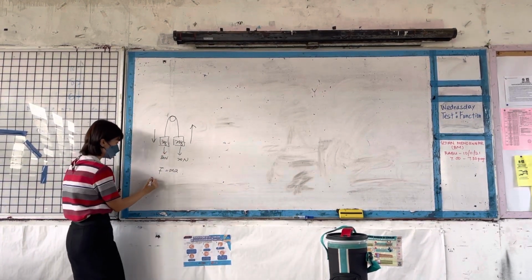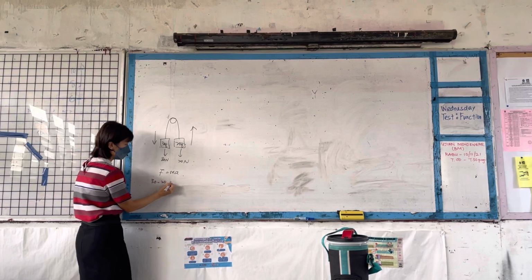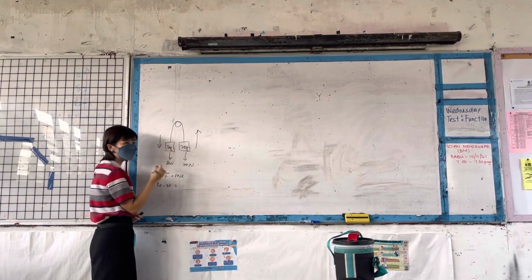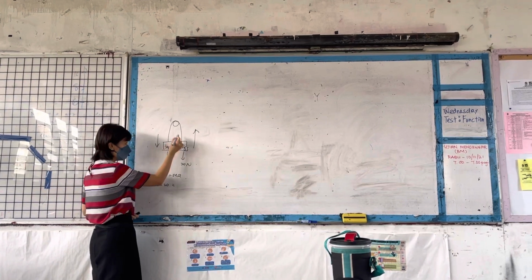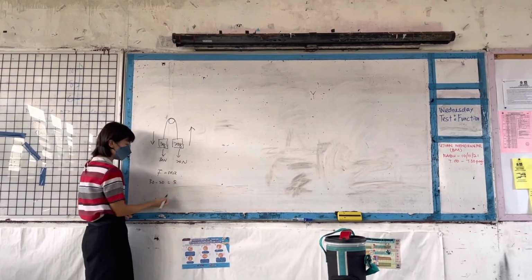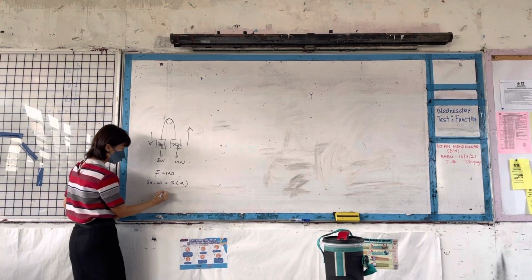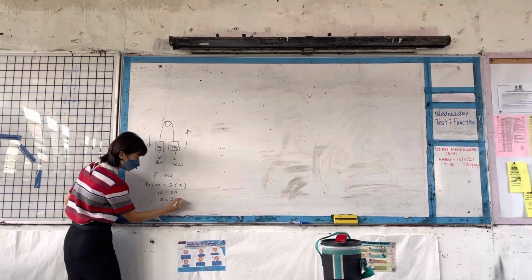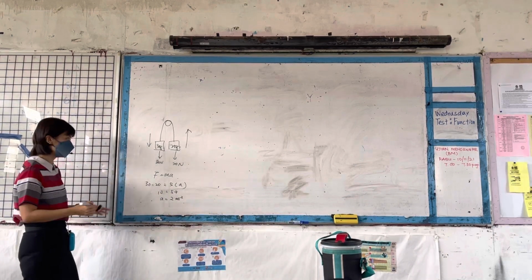So 30 minus 20 equals, what is the total mass? Because it is tied together, it will be the same mass. Okay, so we combine it to 5. So now I know that my acceleration is actually 2 m/s². Right? This is the first part.